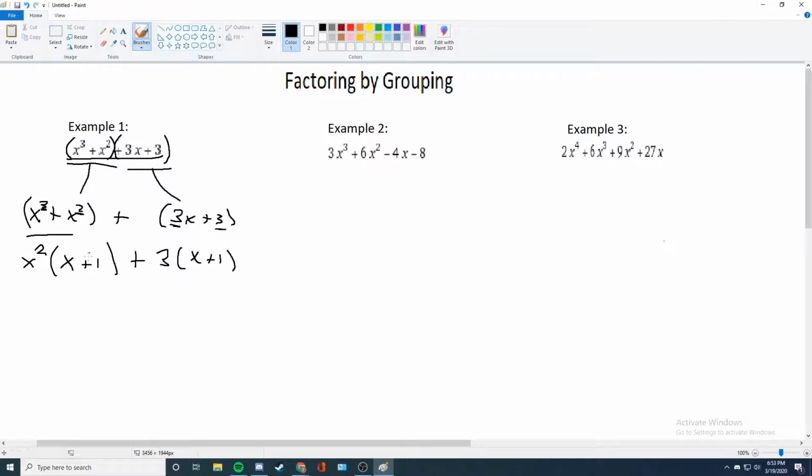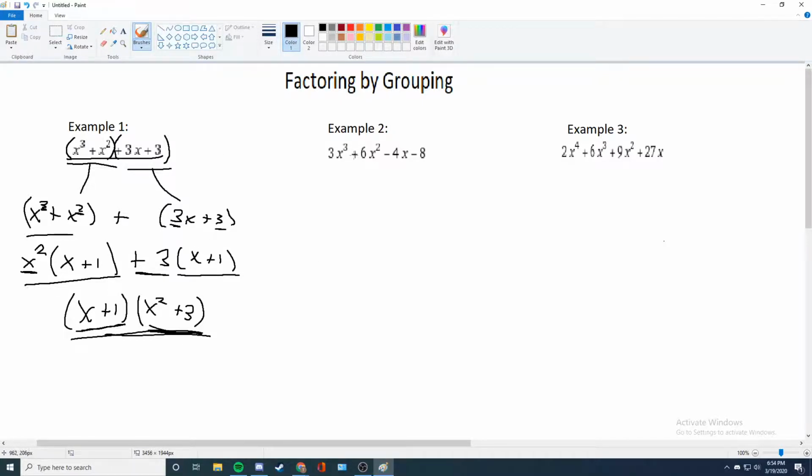So now, since both of these terms have an x plus 1, we can factor that out of it. Bring that x plus 1 outside, and now we're left with x squared plus 3. So we'll have x squared plus 3, and now this is our factorization. Once you get to this step, you'll want to make sure that neither of these terms can be factored any more than they already are, but we'll get to that later.